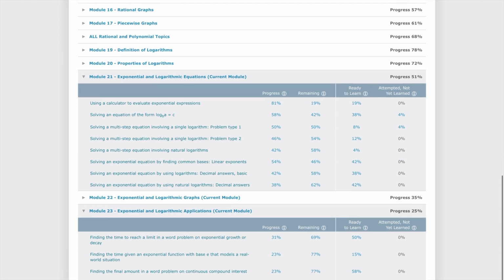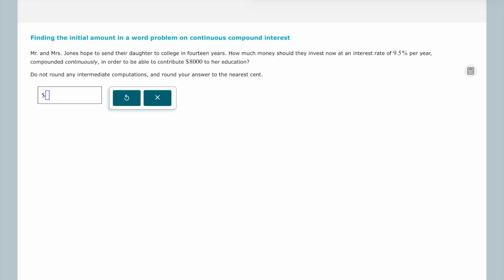The last one here, you do have to find the initial amount, so it's the same formula, but it does make it a little harder.